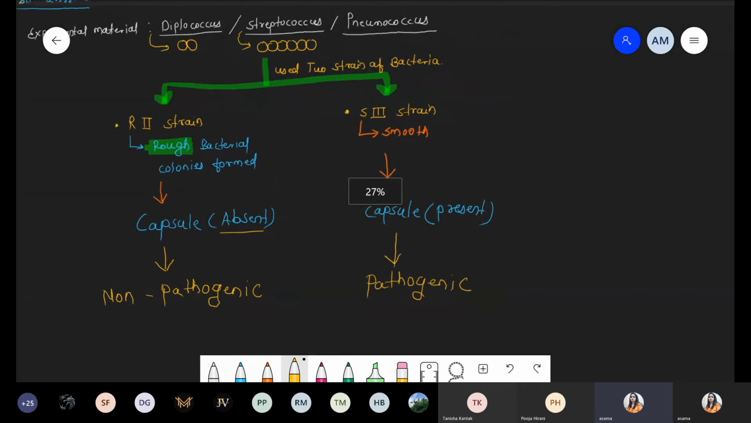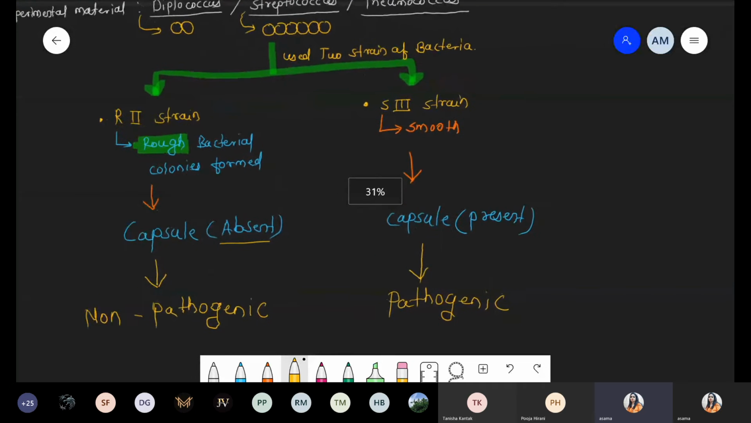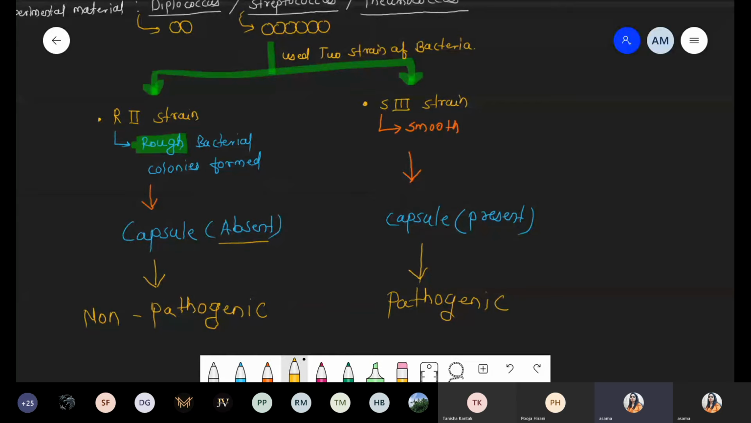Diplococcus, Streptococcus has two strains based on their nature, smooth and rough. Why is it smooth? Because the capsule layer is present, and because of the capsule, they can hide and protect themselves from the immune system. Such strains are pathogenic and cause pneumonia.